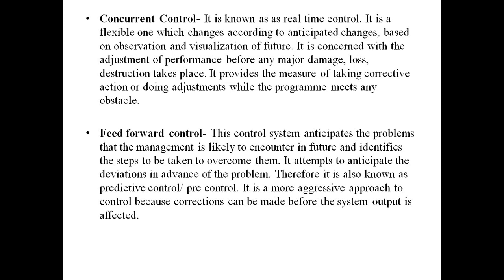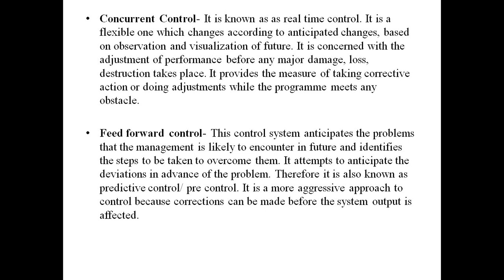Then coming to the third type of controlling, that is feed forward controlling. This control system anticipates the problems that the management is likely to encounter in future and identifies the steps to be taken to overcome them. It attempts to anticipate deviations in advance of the problem. Therefore, it is also known as predictive control or pre-control. It is a more aggressive approach to control because correction can be made before the system output is affected.